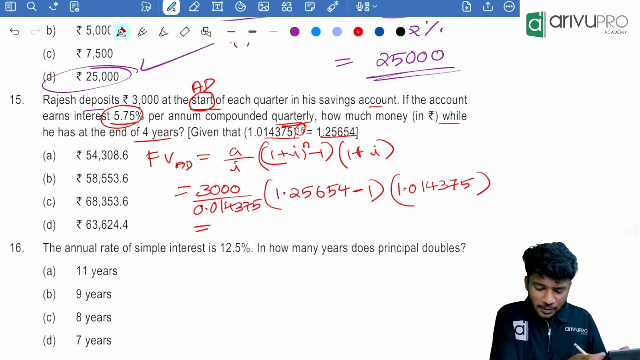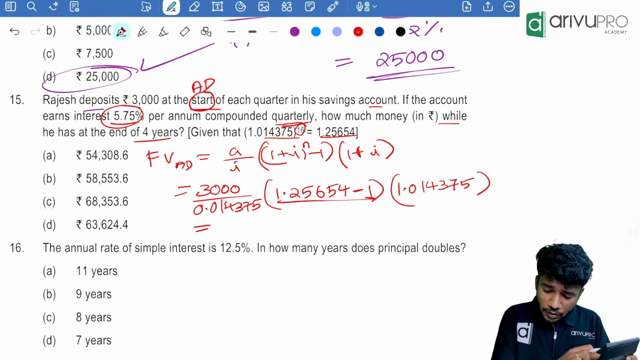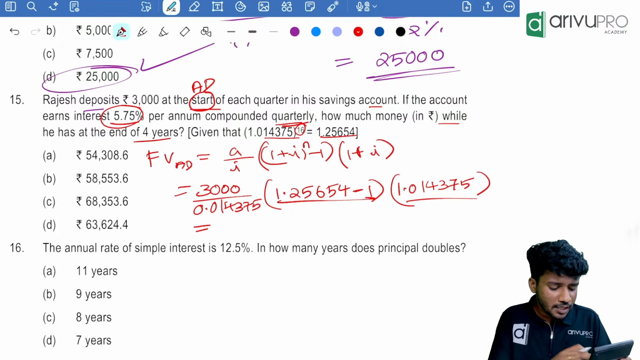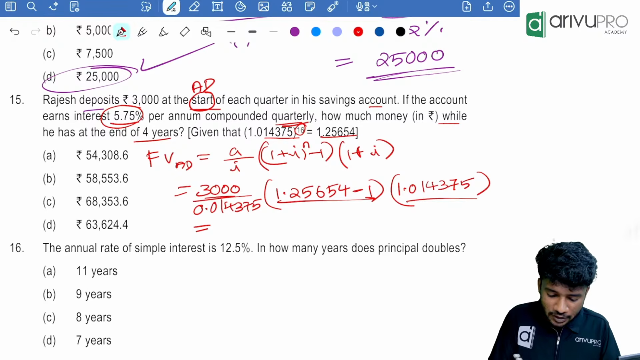Now do it along with me. You will get the answer. First do this on calculator. 1.25654 minus 1 multiplied with this. That is 1.014375. Then multiplied with 3000.